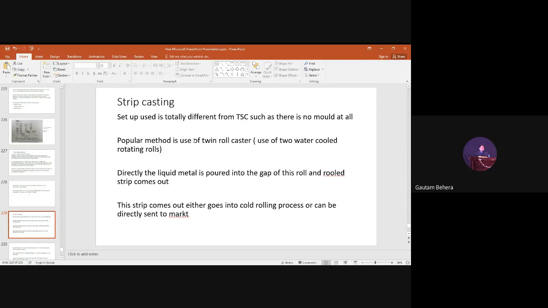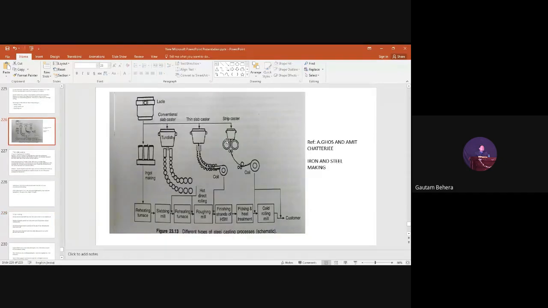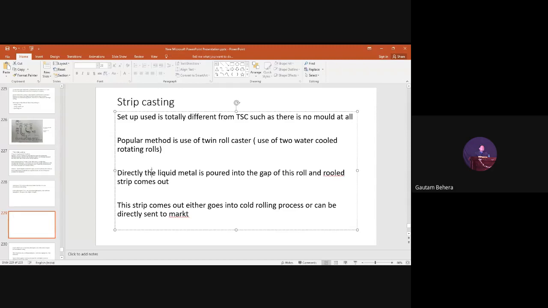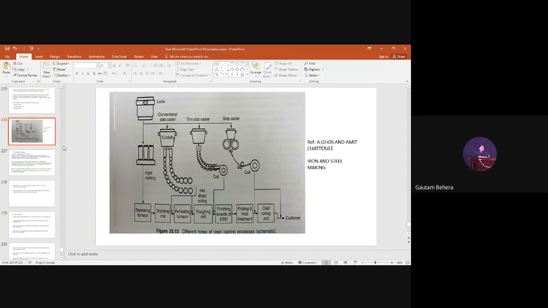A popular method used is the twin roll caster, which uses two water cooled rotating rolls. So we are not using any kind of mold in the strip caster; we are directly using water cooled twin rollers. Here the liquid metal is poured directly into the gap of the rolls, and the rolled strip comes out. This strip either goes into the cold rolling process or can be sent directly to the customer, as I have already explained.